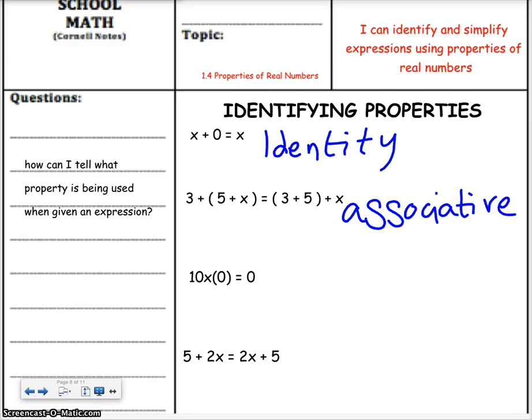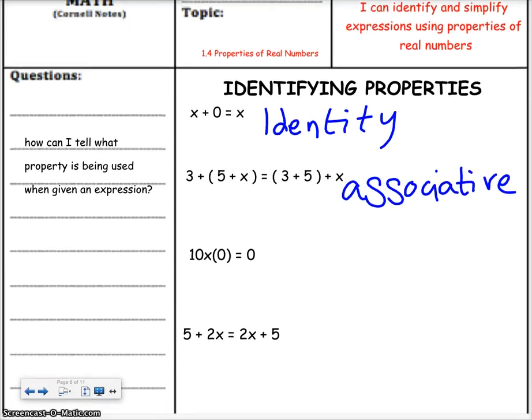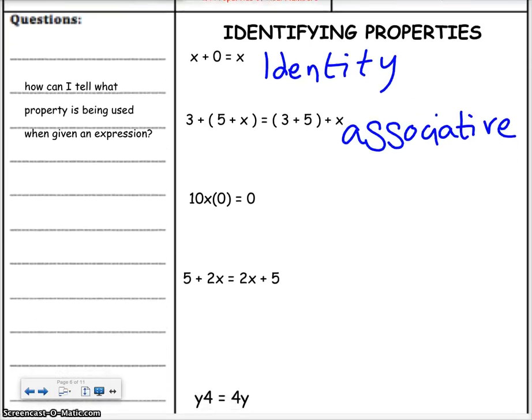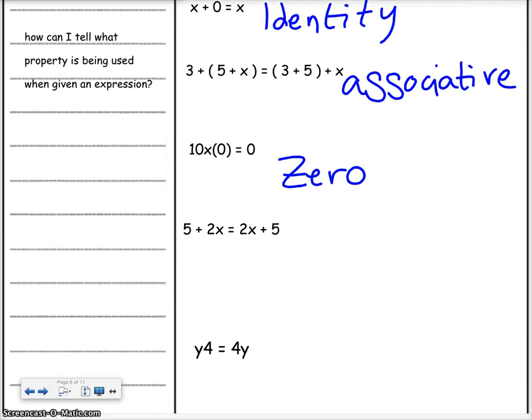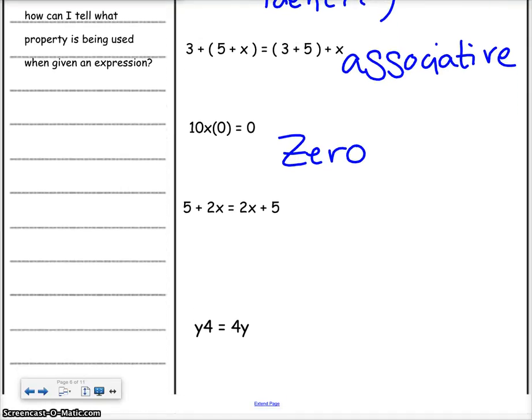10x times 0 equals 0. Zero property. We should end up making a brief one, but not for associative property.